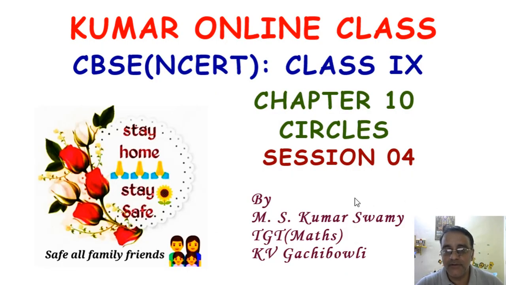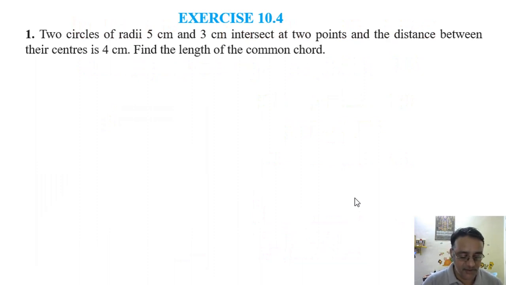So today we are going to start session number 4 of chapter number 10, circles, and we are going to complete the exercise 10.4. So this is the first question: two circles of radii 5 centimeter and 3 centimeter intersect at 2 points, and the distance between their centers is given as 4 centimeter. Find the length of the common chord.